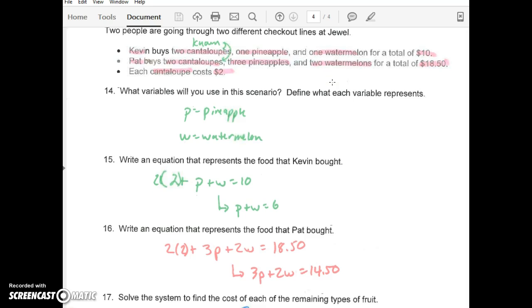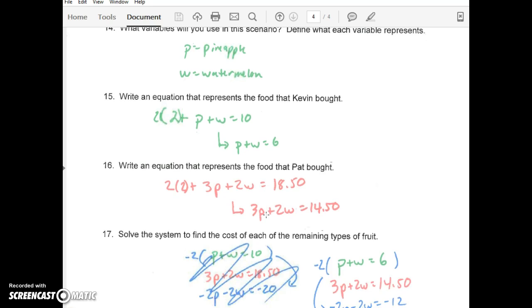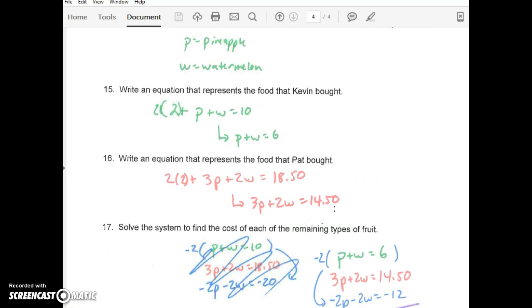Our two equations, Kevin has 2 cantaloupes at $2 a piece, plus 1 pineapple, plus 1 watermelon, and it's $10. I went ahead and rearranged this to make it a little bit easier, P plus W equals 6. I do the same thing down here for this question, number 16. Write an equation that represents the food that Pat bought. Pat bought 2 cantaloupes, 3 pineapples, 2 watermelons, and spent $18.50. Again, bring that 4 over, 3P plus 2W equals $14.50, and go from there.